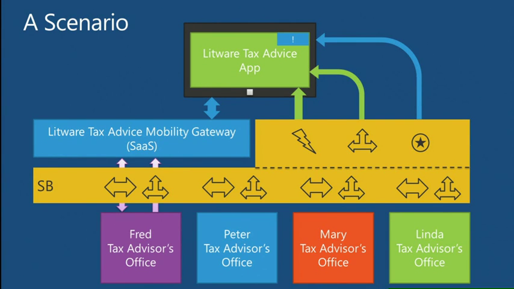Now, if there are notifications that need to be sent to the tax advisor or to the doctor who's on the road, maybe something that's pending that they need to talk to someone about, there's a phone notification that happens. Then from here we can push data into a topic, and that topic has a subscriber in that mobility gateway, and then that mobility gateway can talk to the application directly.